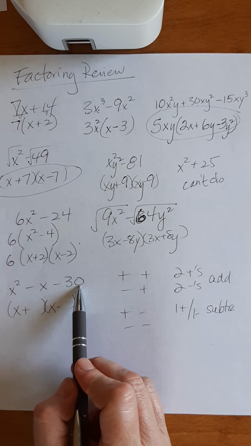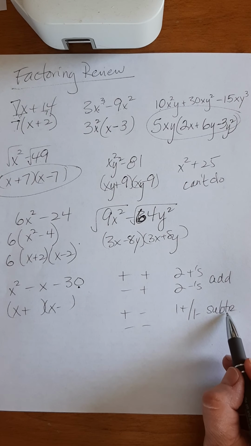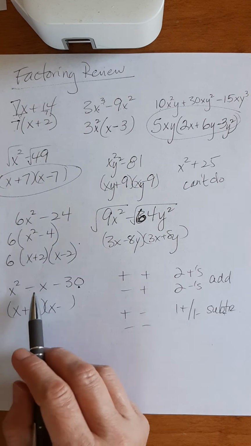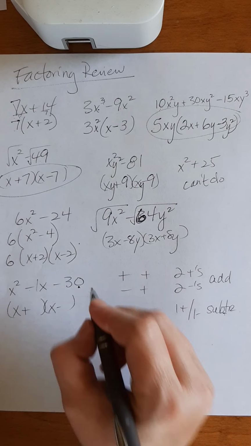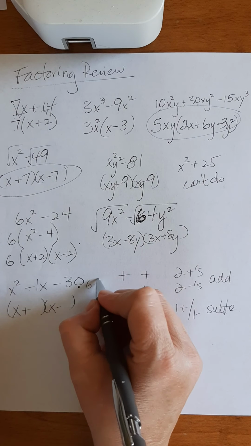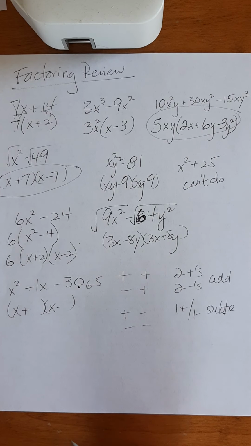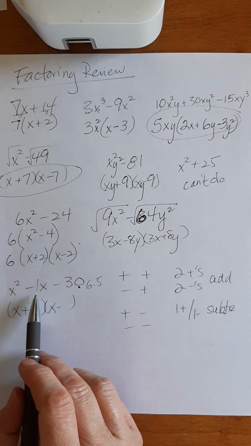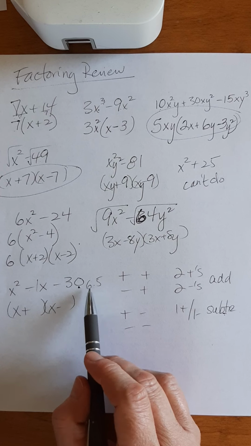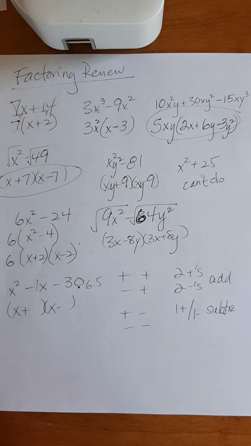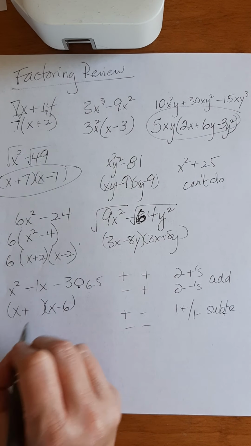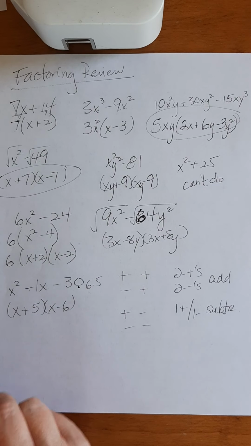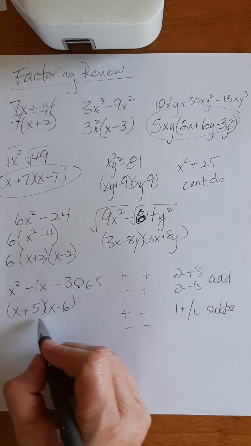What can I multiply to get 30, but subtract to give me my understood 1? If you guess 6 and 5, you guess correctly. So now the thing is, in order to get a negative x, which one is going to have to be negative, the 6 or the 5? Negative 6, positive 5, negative 1.